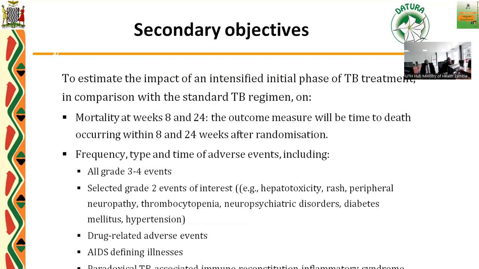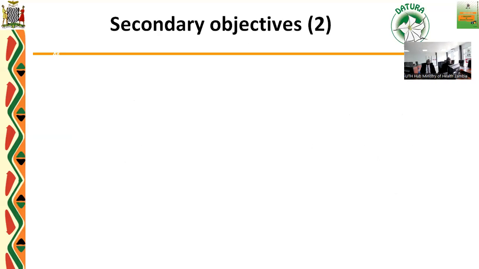So the objective is really mortality, and we see adverse events and so on and so forth, and other drug-drug interactions and age-defining illness. But those are secondary objectives. The main issue is mortality at 48 weeks. To reduce death.